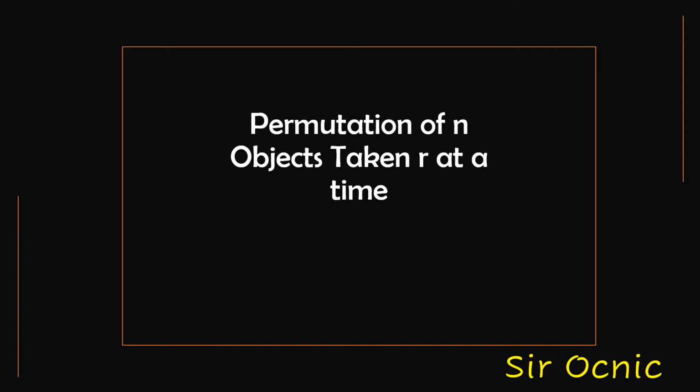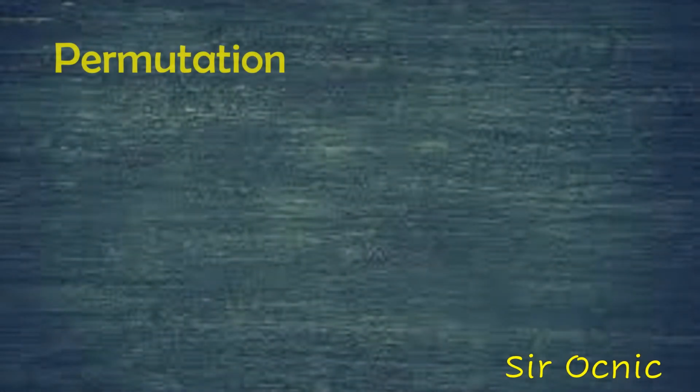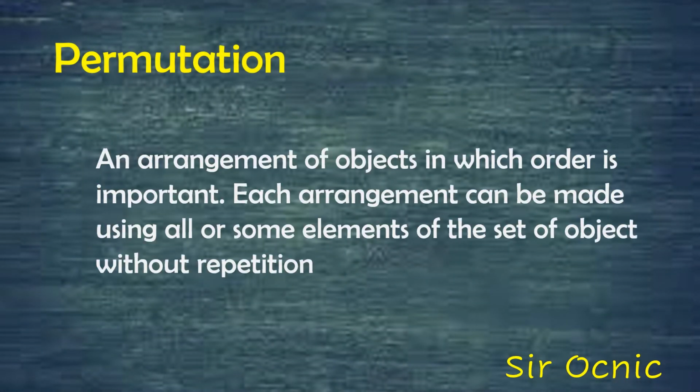Let us now discuss permutation of n objects taken r at a time. Permutation is defined as an arrangement of objects in which order is important. Each arrangement can be made using all or some elements of the set of objects without repetition.